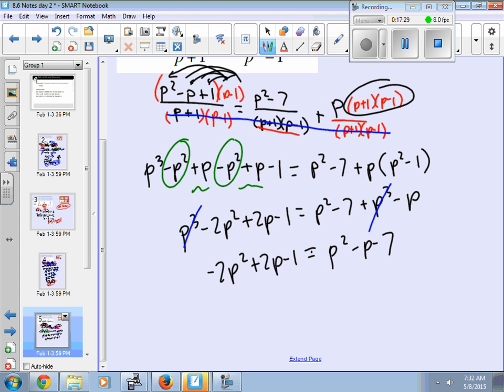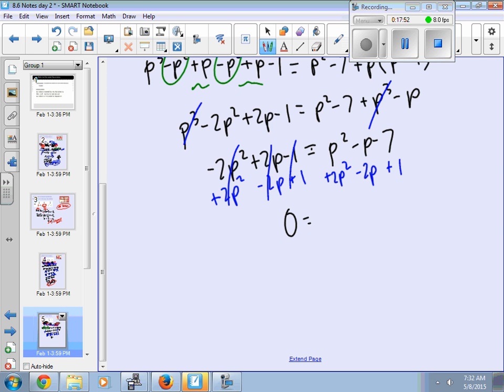So there's what our problem looks like now. Next step would be to get this equal to 0. I'm going to move everything to the right side so that our p squared term is going to be positive. So I'm going to choose to do this. So all these should equal 0. You get 3p squared minus 3p minus 6 now.